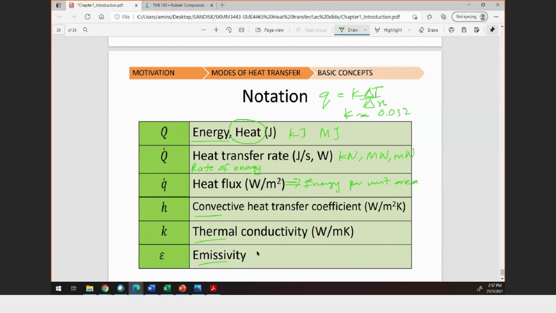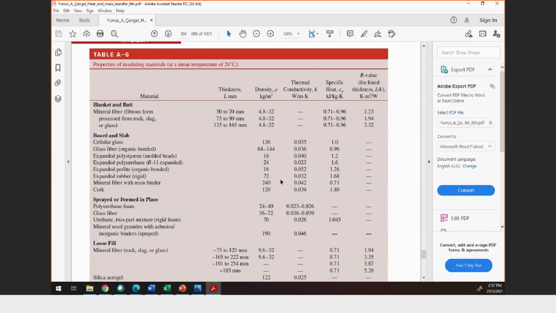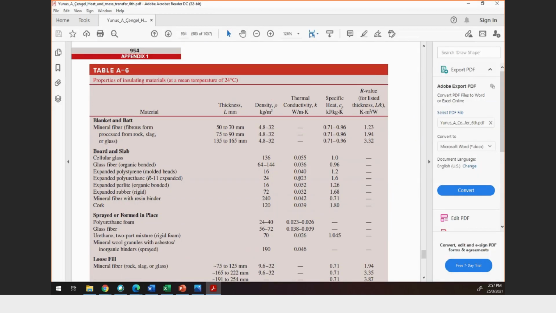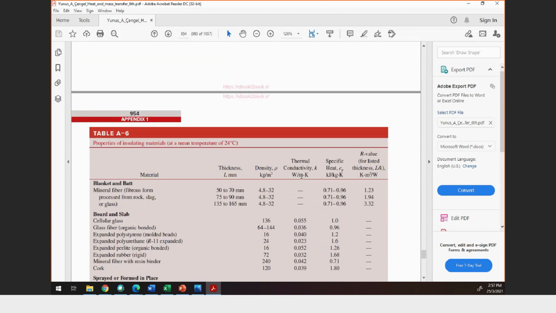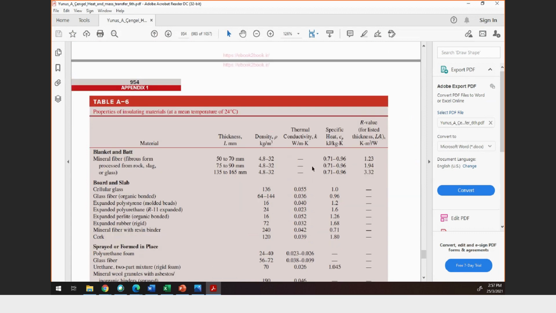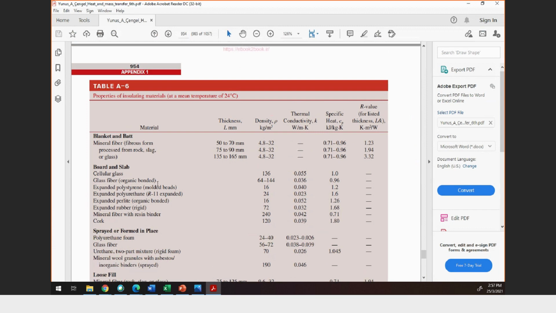So you may find that, okay, I just want to show you, actually there are many ways to find the properties in the appendix of the textbook. So if you look here, there are many.